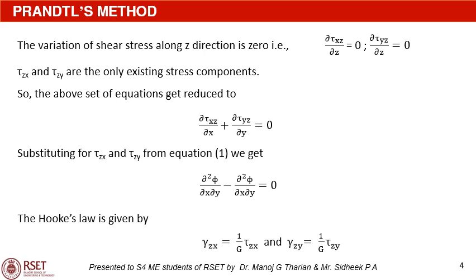Now, since tau xz and tau yz are the only existing shear stress components, the only existing shear strain components are gamma zx and gamma zy. According to Hooke's law, the shear strain component gamma zx is equal to 1 by G into tau zx, and gamma zy equal to 1 by G into tau zy.